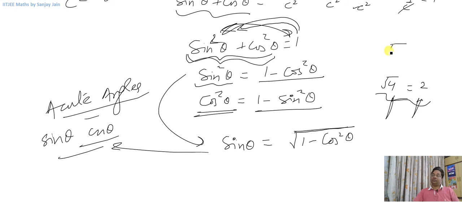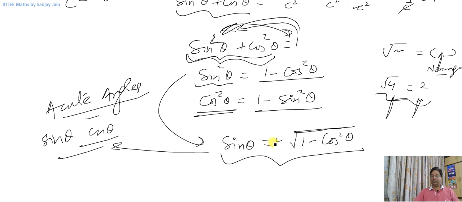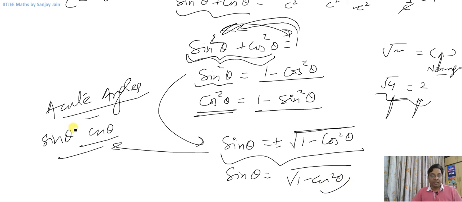Or if you have written something here and you are getting a value here, it has to be a non-negative value, it cannot be a negative value, right. Square root of something cannot be a negative value, because we are talking about principal square root here. The correct expression for this would have been if you had written plus minus here, but for acute angles you can simply write this: sine theta is equal to square root of 1 minus cos square theta, then it will be all good.